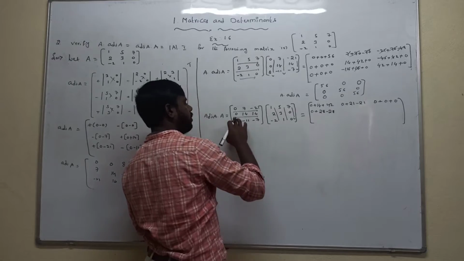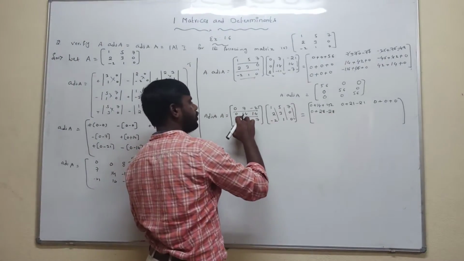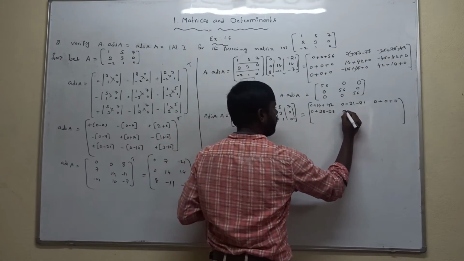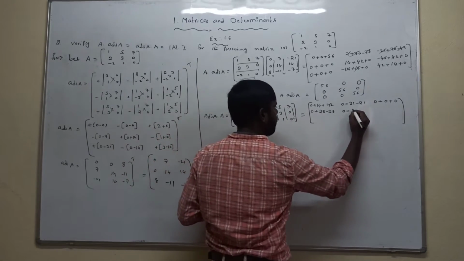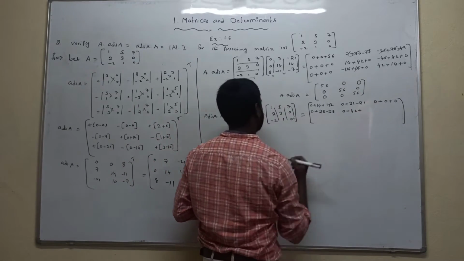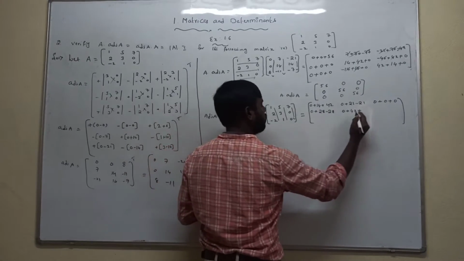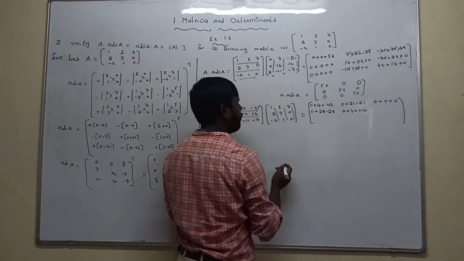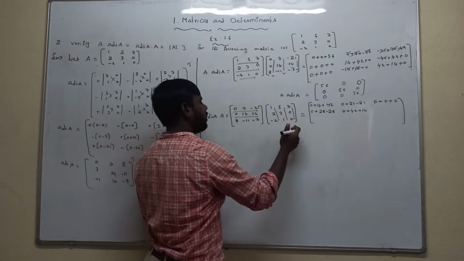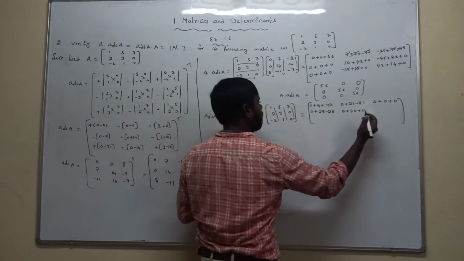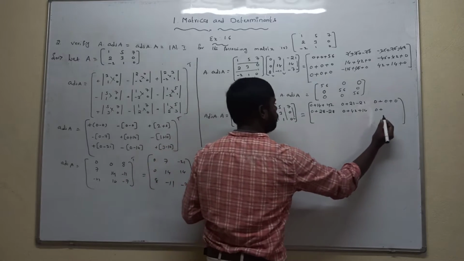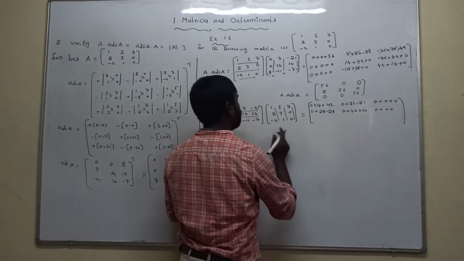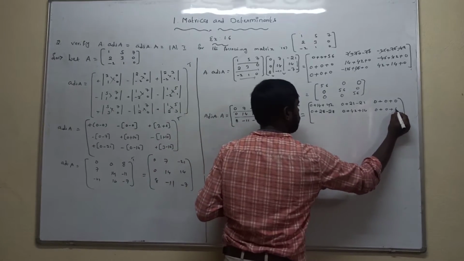Next, product with second row, second column. 0 into 5, that value is 0, plus 14 into 3, that value is 42, plus 14 into 1 is 14. Next, product with second row, third column. 0 into 7, that value is 0, plus 14 into 0, 0, plus 14 into 0, 0.